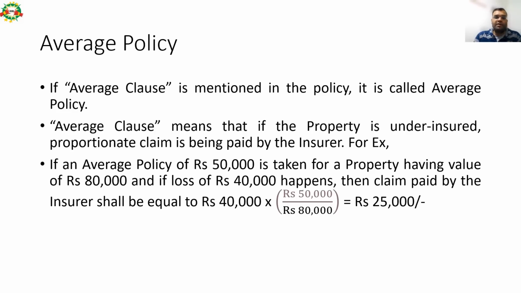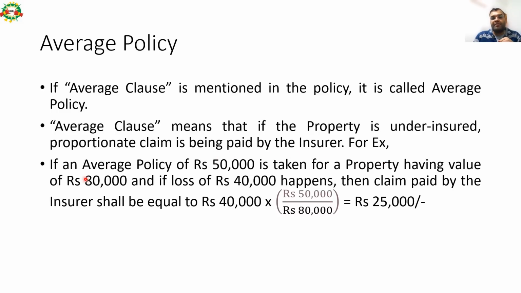The third type of fire policy is the average policy. Here there is importance of underinsurance. If the average clause is mentioned in the policy, then it is called an average policy. Average clause means that if the policy is underinsured, then a proportionate claim is paid by the insurance company.